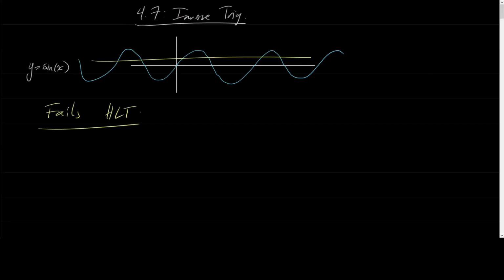So because it fails the horizontal line test, no true inverse exists. Why? Well, the thing is that to have an inverse function, we need to make sure that we're working with a one-to-one function. And this is not a one-to-one function because it fails the horizontal line test, right? So what we need to do is we need to restrict the domain so that it is a one-to-one function.